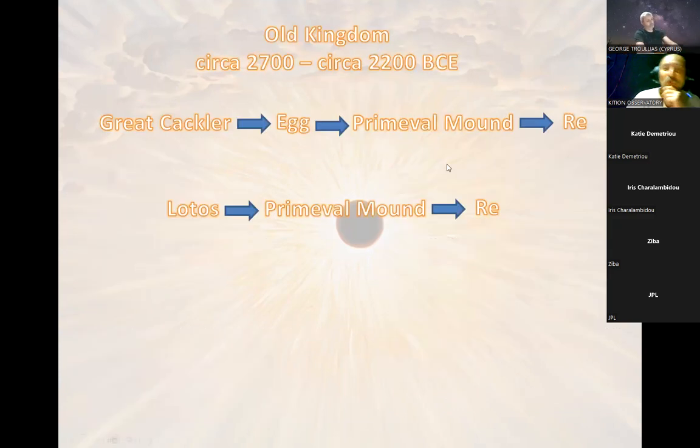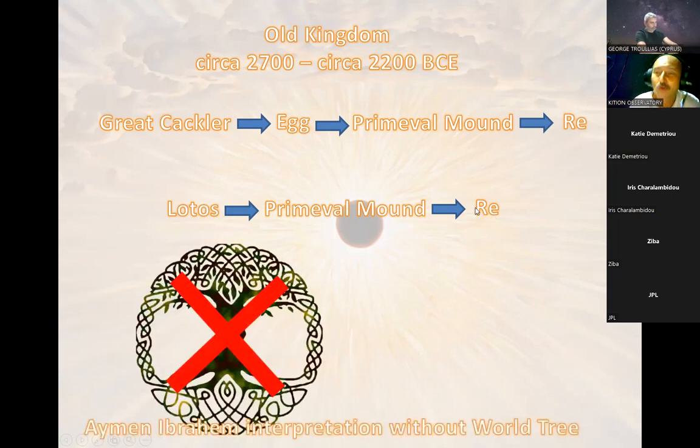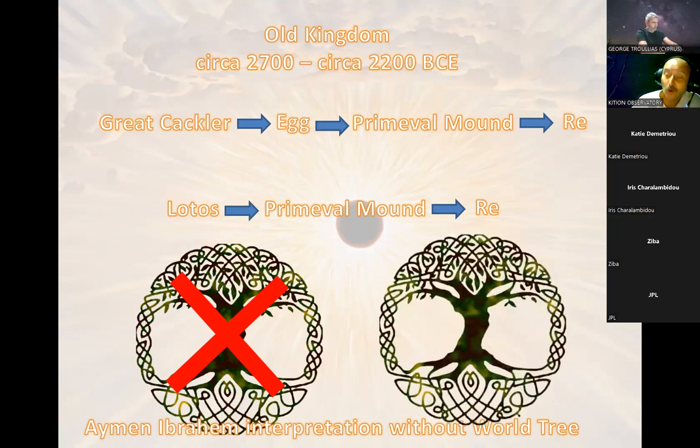Well, so what do we have? The Old Kingdom existed about 2200 before the common era. In that period we have this line of creation of the world, a description of the total solar eclipse, and there is no world tree there at all. But at the same time, there is a world tree. We know that the world tree stood in the temple in Heliopolis, in the Old Kingdom. So it was there.